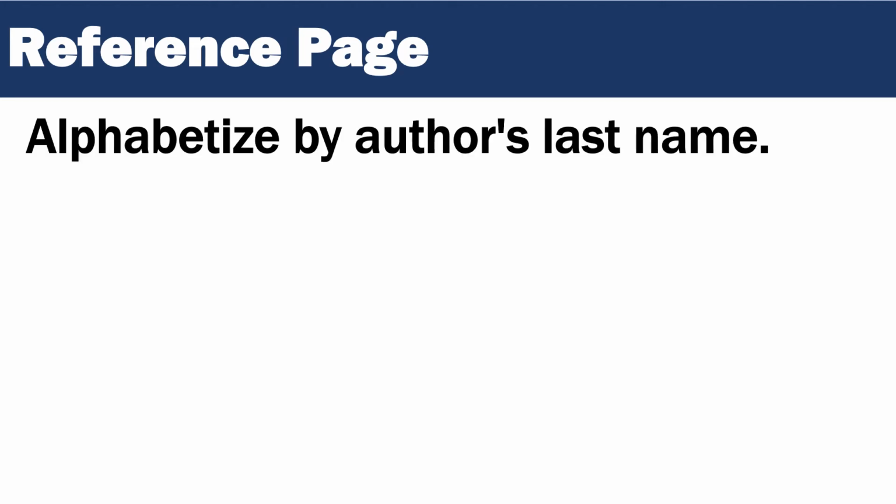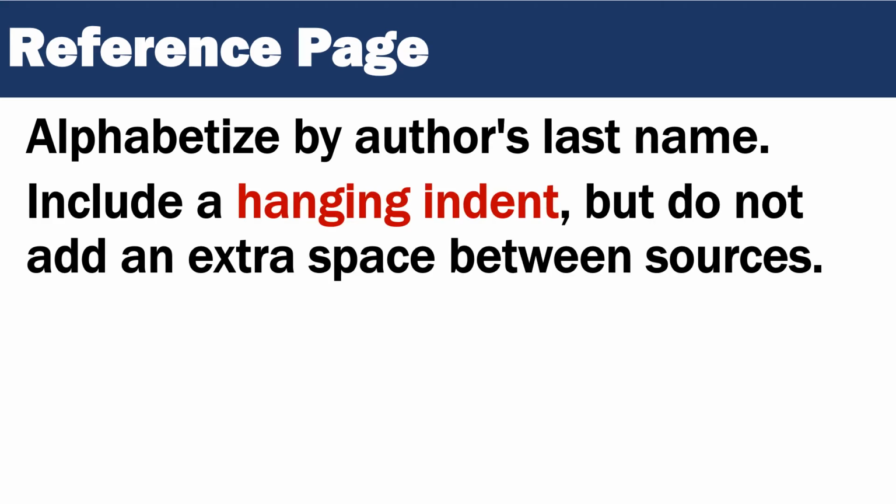The last pages of your paper will be the reference list. The reference list, like the MLA Works Cited list, follows a simple format. Alphabetized by author's last name. If there isn't an author, then alphabetized by the first letter of the title of the source. Include a hanging indent, but do not add an extra space between sources.